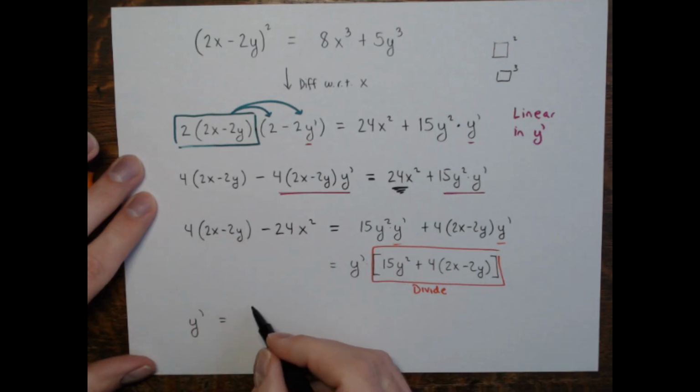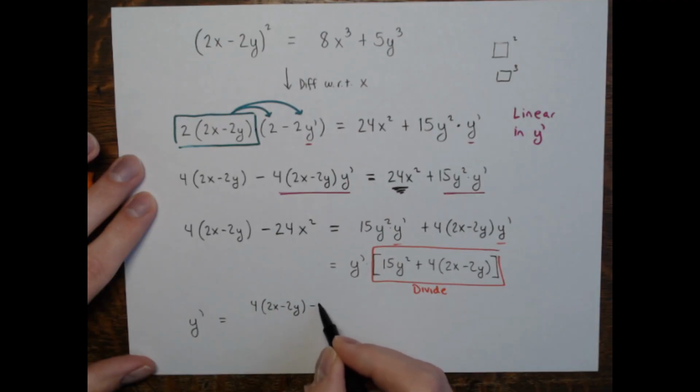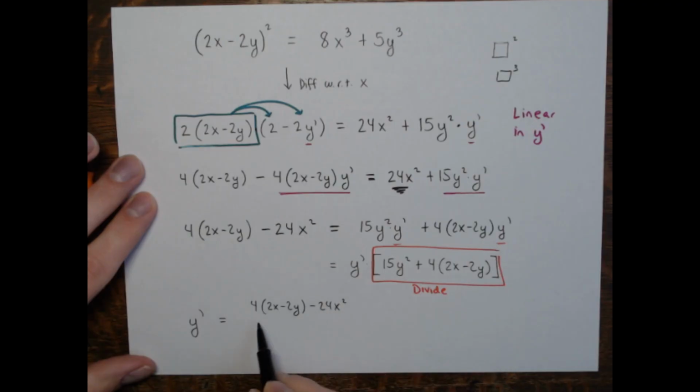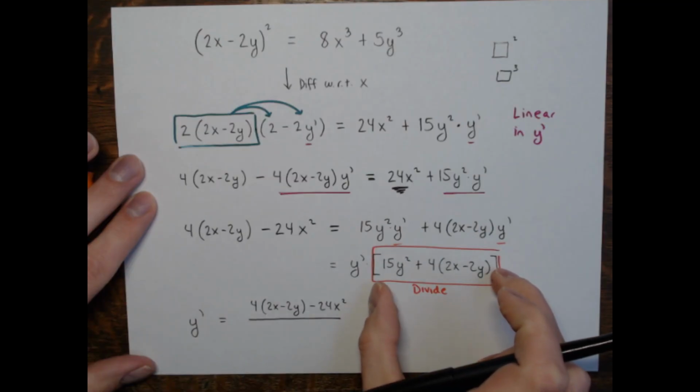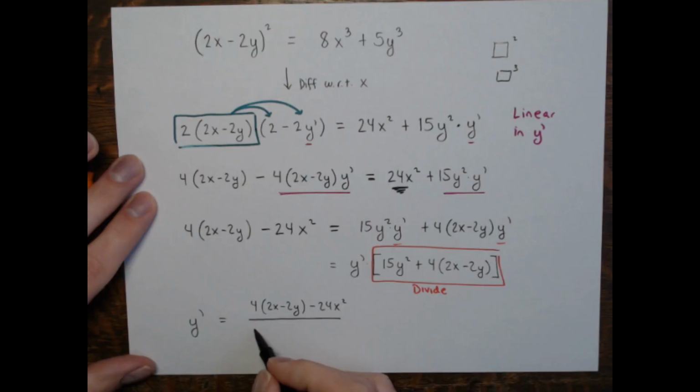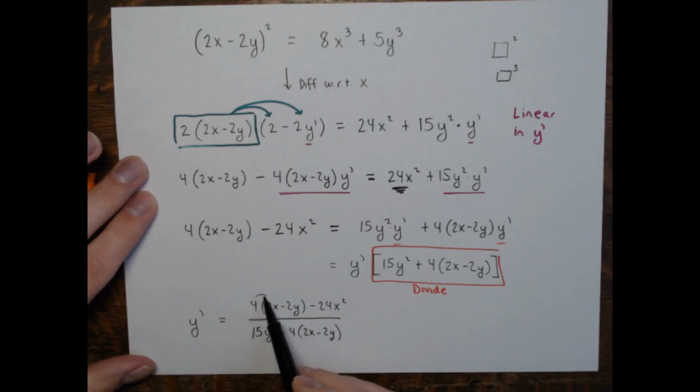This side without y prime, the 4 times the quantity 2x minus 2y minus 24x squared, all of that, divided by, and then this factor that was left over on the side with y prime after factoring y prime out. Divide by that, so that's all going to go in the denominator here, this 15y squared plus 4 times the quantity 2x minus 2y. And if you don't like all the parentheses, you could distribute the 4 there, get 8x minus 8y up there, and 8x minus 8y down here.